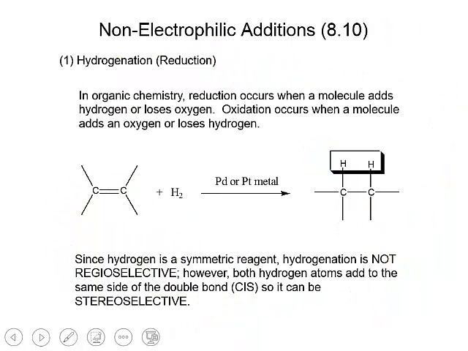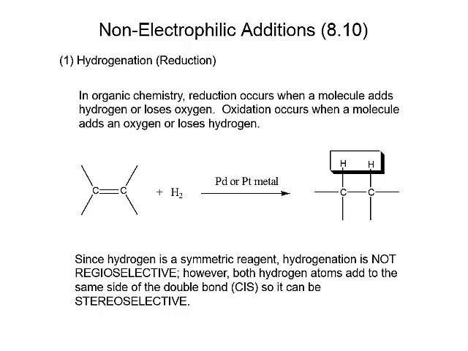Okay, so those are just electrophilic additions. There are some non-electrophilic additions, meaning that there's no electrophile, no nucleophile. We're going to simultaneously add two groups to the double bond without there ever being a charge. And that's what these non-electrophilic additions are.